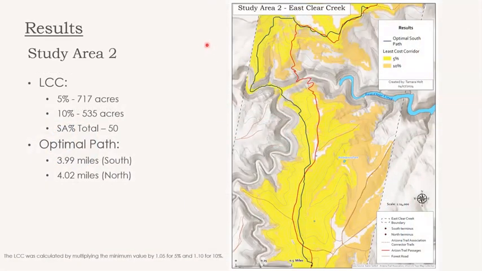For study area 2, the map results include a least cost corridor area, which is approximately 50% of the study area. This large least cost corridor area gives ATA more options when choosing the ideal trail location.